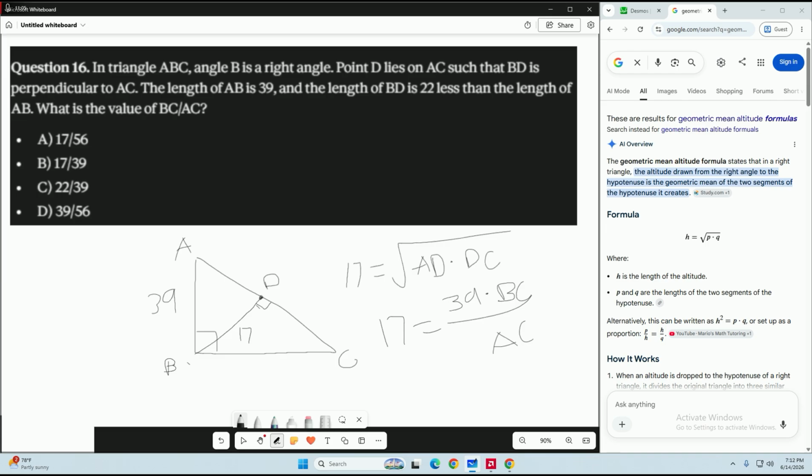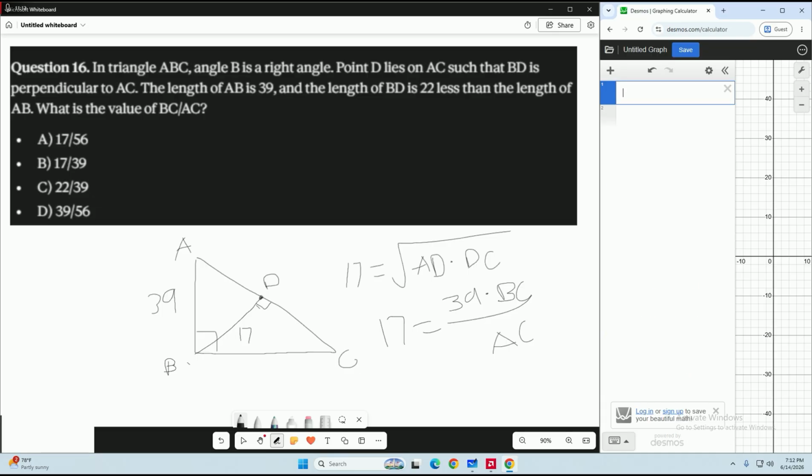But what we're going to do is try to find some sides and plug them into the formula, see if we can calculate the values of BC and AC, and then just divide them.